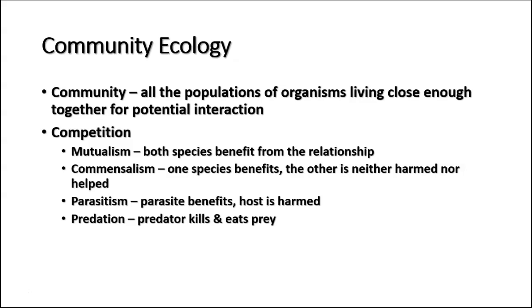Sometimes species are competing for the same resources, and so we talked about several different kinds of competition. Mutualism is when both species benefit from the relationship. They help each other. Commensalism is when one species benefits and the other is neither harmed nor helped, and we talked about several examples of this. Parasitism, you've got a parasite that benefits, but the host is harmed. And predation, of course, a predator kills and eats the prey, so that definitely has a relationship similar to parasitism, other than it's a larger organism rather than something internal.